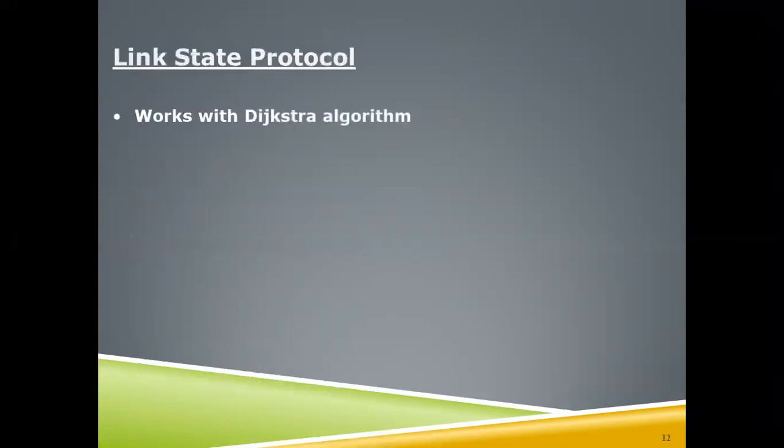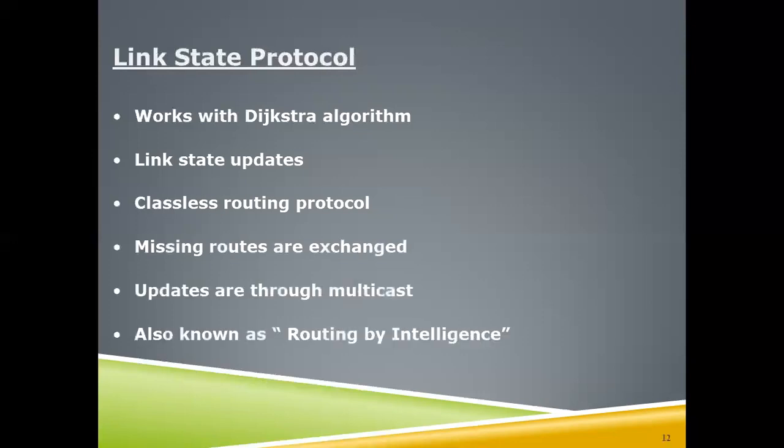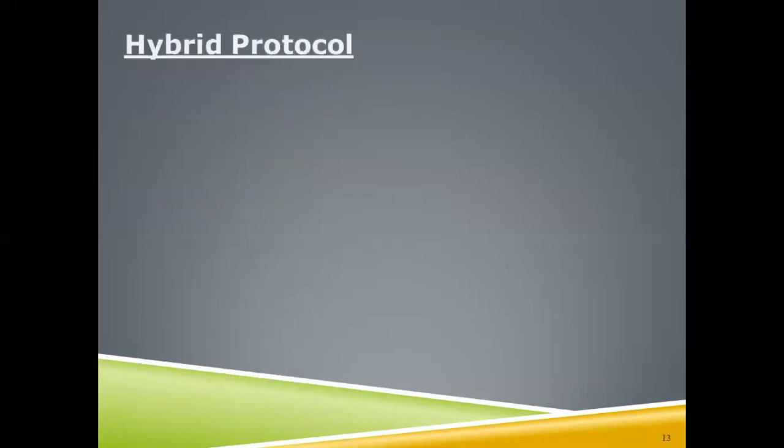Then link state protocols. Link state protocols work with the Dijkstra algorithm. Link state updates are exchanged. They are classless routing protocols. Missing routes are exchanged. Updates are through multicast instead of broadcast, also known as routing by intelligence. For example, OSPF and IS-IS.